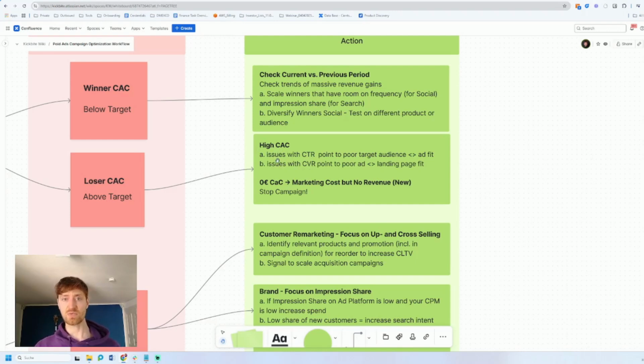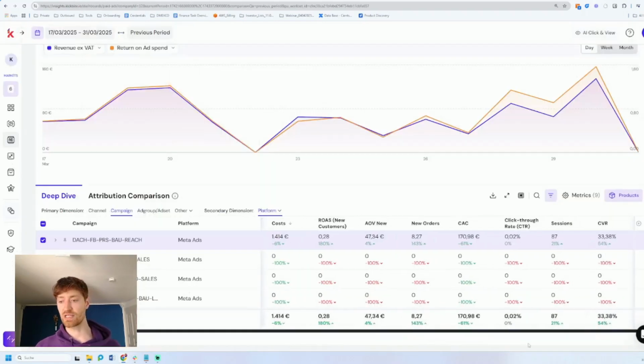One, there could be an issue with the click-through rate, which actually points at a poor target audience to ad fit. So the ad we've created might address a different target audience, which leads to a very low click-through rate. The second part will be the conversion rate, which, when low, points at a poor ad to landing page fit. So that's why we have these two metrics in here.